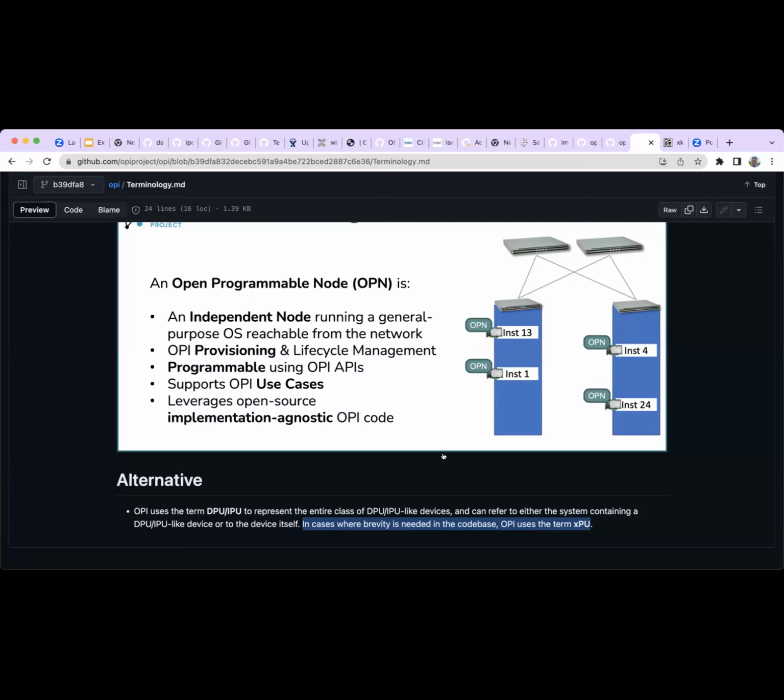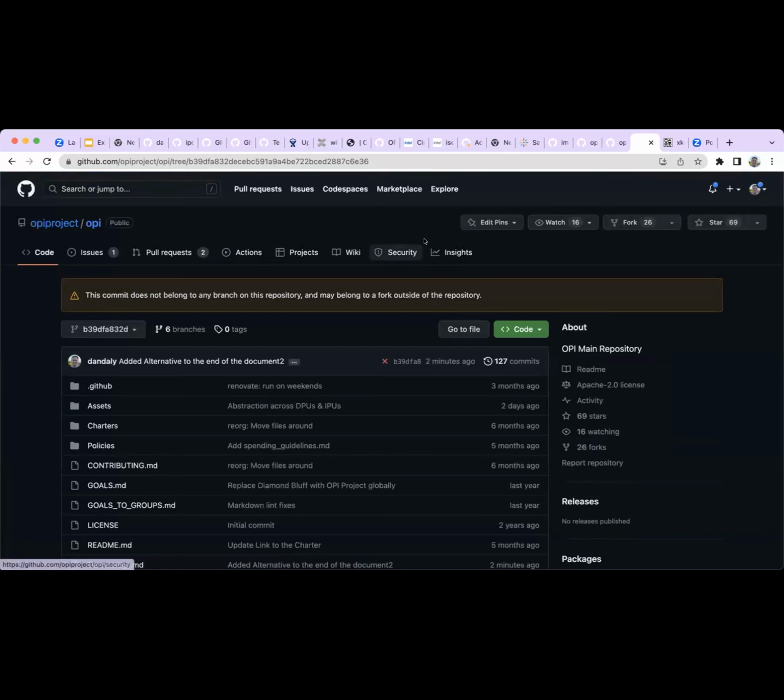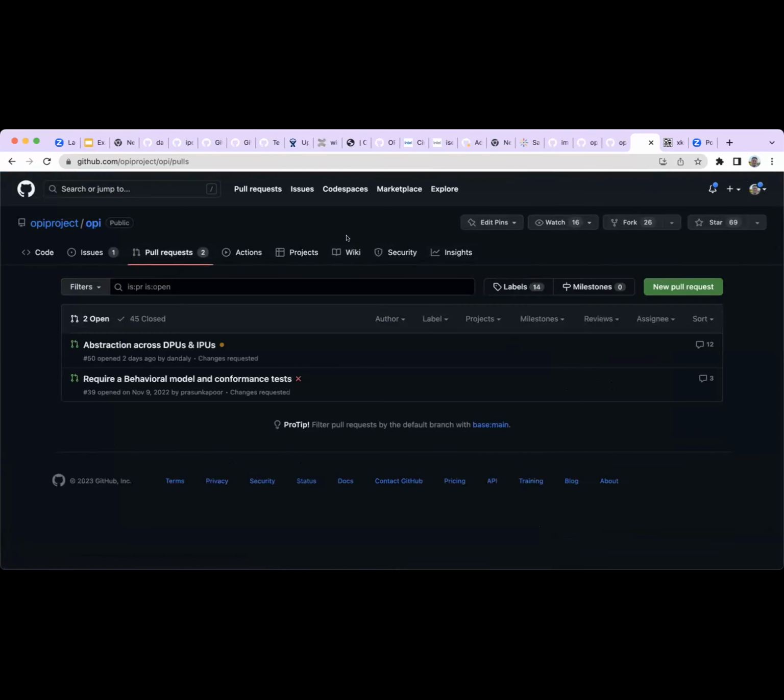So is there an open programmable accelerator? Maybe it's not a node. So is there an OPA? Just to consider a few more things. If at all we want to use additional terms like OPN, I feel like maybe there are other alternatives that may be better than OPN that we could debate if there is a need for that.